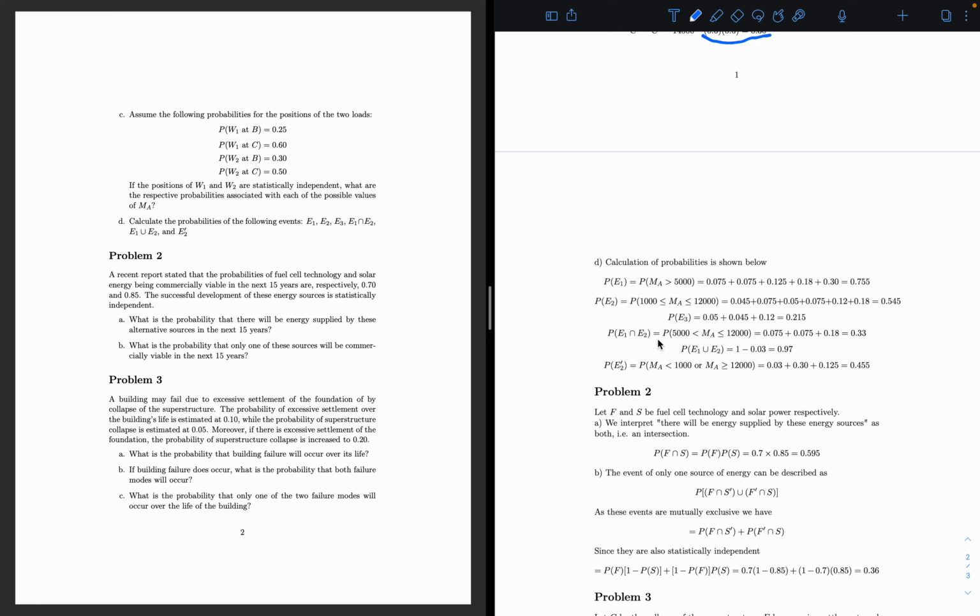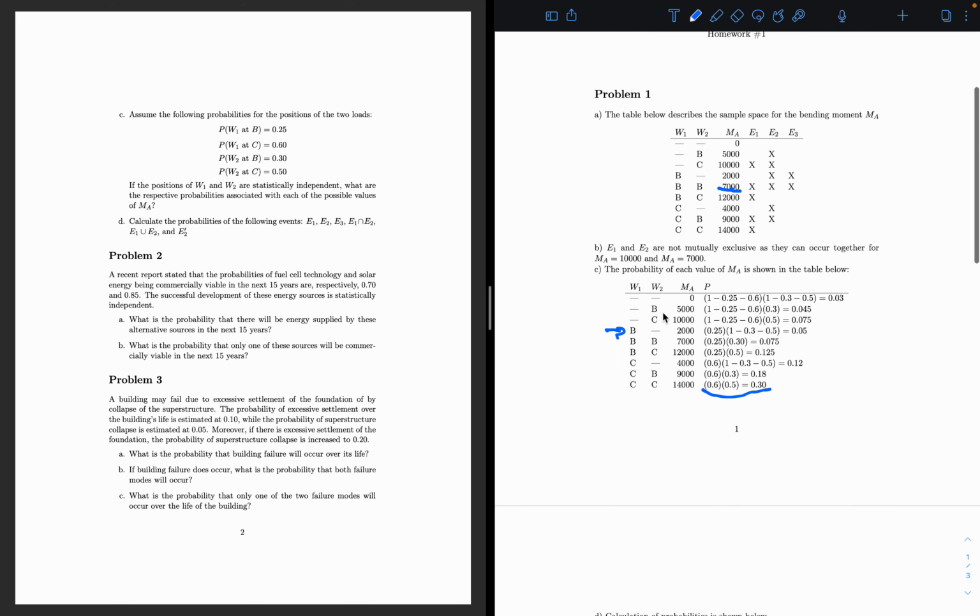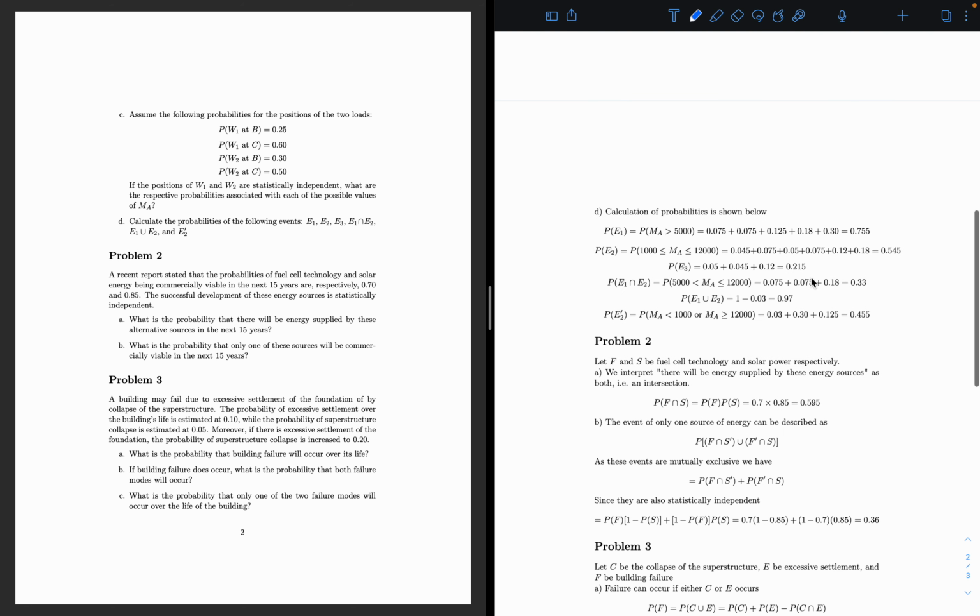I guess the only difference might be when we have the intersection of E1 and E2. In this case, we can find the rows where both of them are happening. So we've got 1, 2, 3, and we got these 3 values here. And for the complement of E2, we can either do 1 minus P of E2, or what you see, 0.545, which would be easier, but we can also do it here because again we have too few outcomes and values.